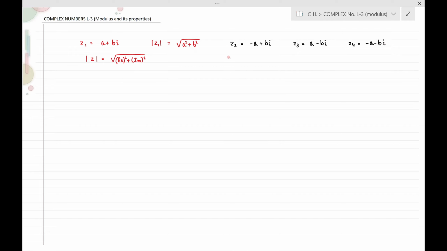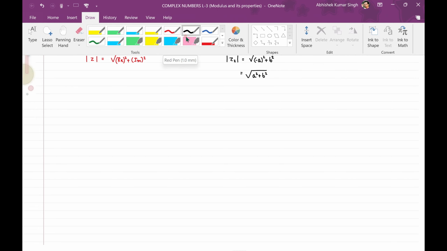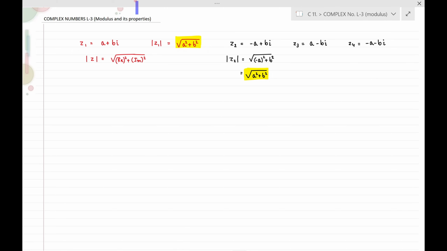Now for this one, z2, if we find out the modulus of z2, it will be under root real part square, that is minus a whole square, plus imaginary part square, and the final result will be under root a square plus b square. So as you can see, the value remains the same as the original one. There is no difference here.